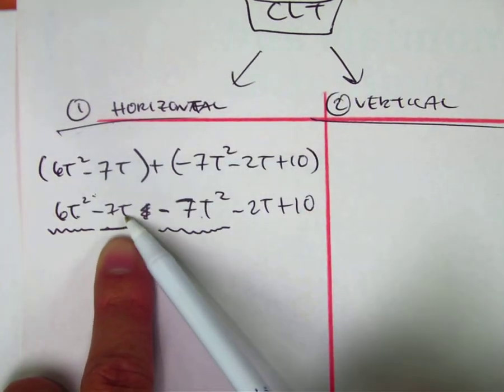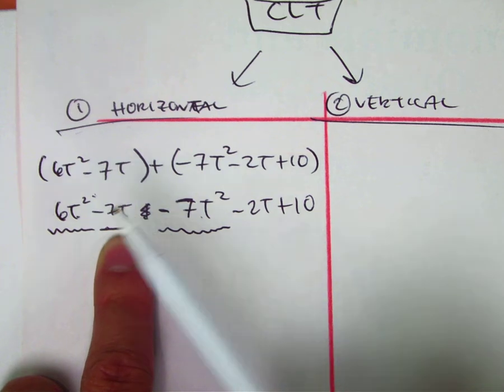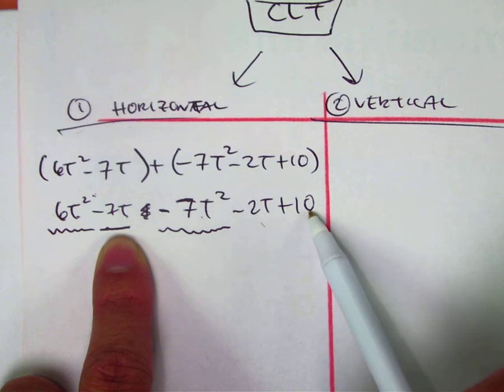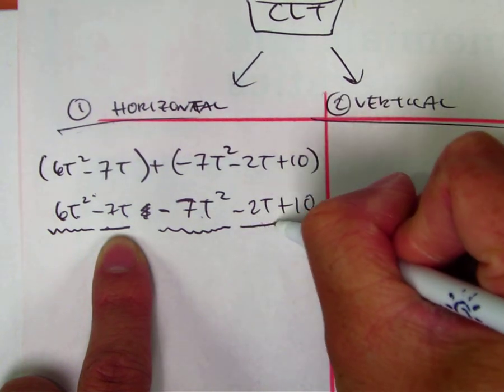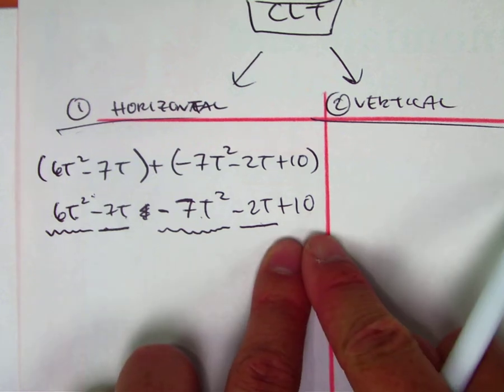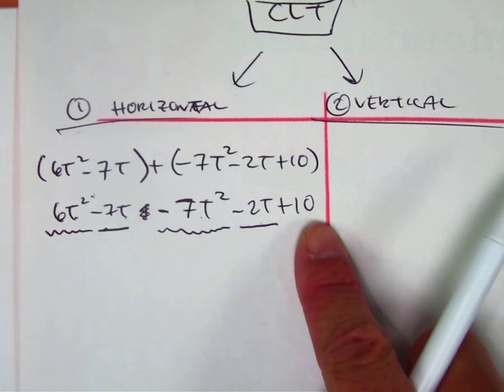So I'm looking for another one that has a t, that doesn't have a symbol. Is it this one, class? Yes. Is it this one? No. And this one left, are there any others that just have a number, they're a constant? No, so it has nothing to combine like terms.